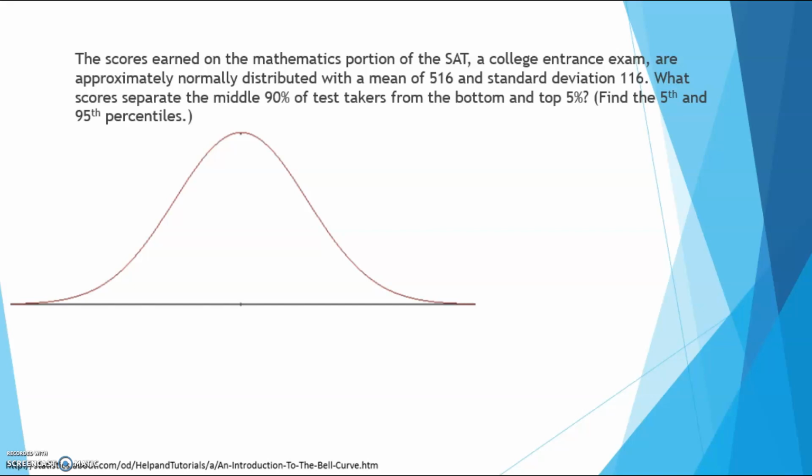All right, scores earned on the mathematics portions of the SAT, a college entrance exam, are approximately normally distributed, with a mean of 5/16 and a standard deviation of 1/16. What scores separate the middle 90% of test takers from the bottom and the top 5%?